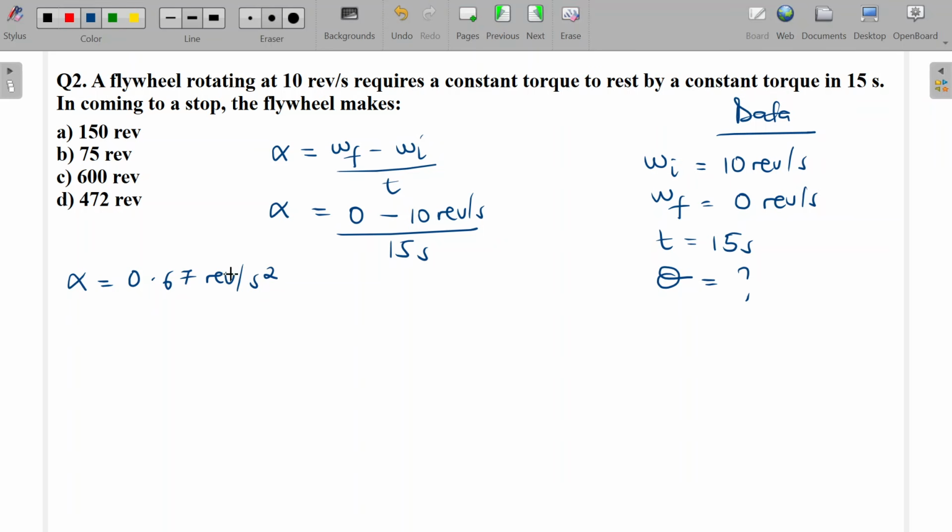Okay, so now you can convert these revolutions to rads. That is the best thing you can do, or just leave it like that, because your answer is going to be in revolutions.